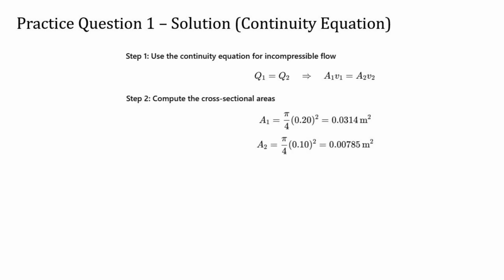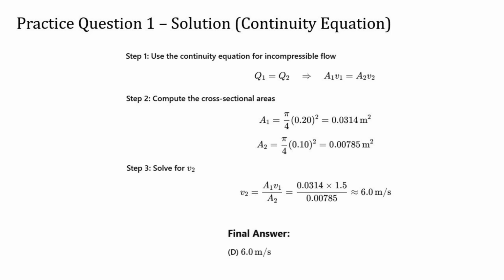We compute the cross-sectional areas of both sections based on the given diameters. The area of a circular pipe is found using the formula pi over 4 times the diameter squared. Once we know A1 and A2, we solve for the unknown velocity at section 2 by rearranging the continuity equation to isolate velocity. Plugging in the known values gives us V2 equal to approximately 6 meters per second. Thus, the correct answer is option D.